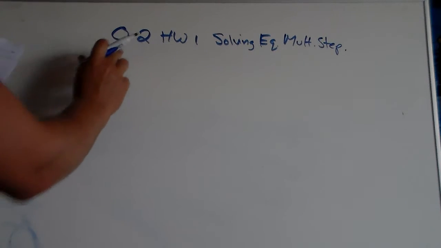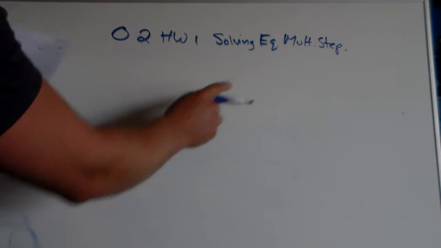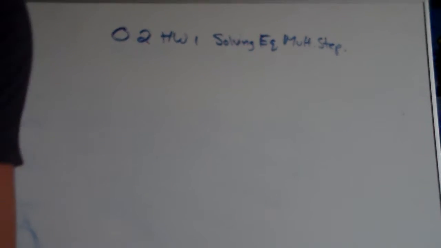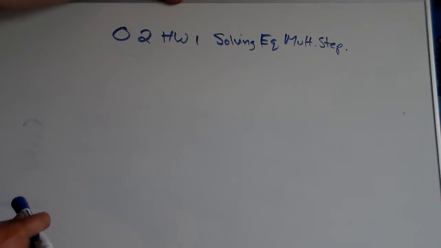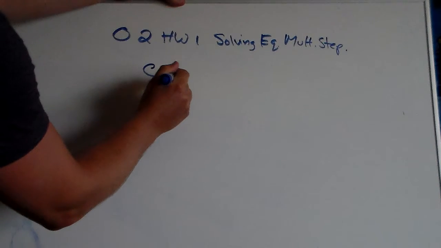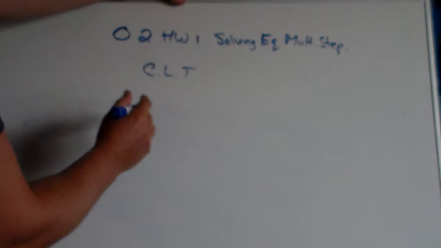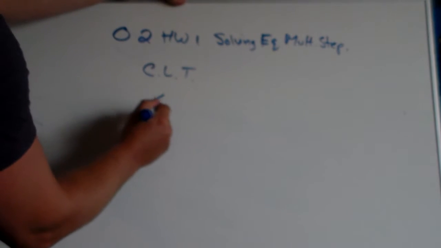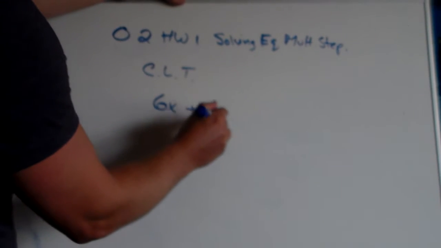Alright, next up is homework number 2, or 02HW1, Solving Equations Multi-Step. Now in class, we talked about combining like terms, and what combining like terms was. Combining like terms, CLT, as the abbreviation. Combining like terms is when you have something of the same variable, like 6x plus 3x.